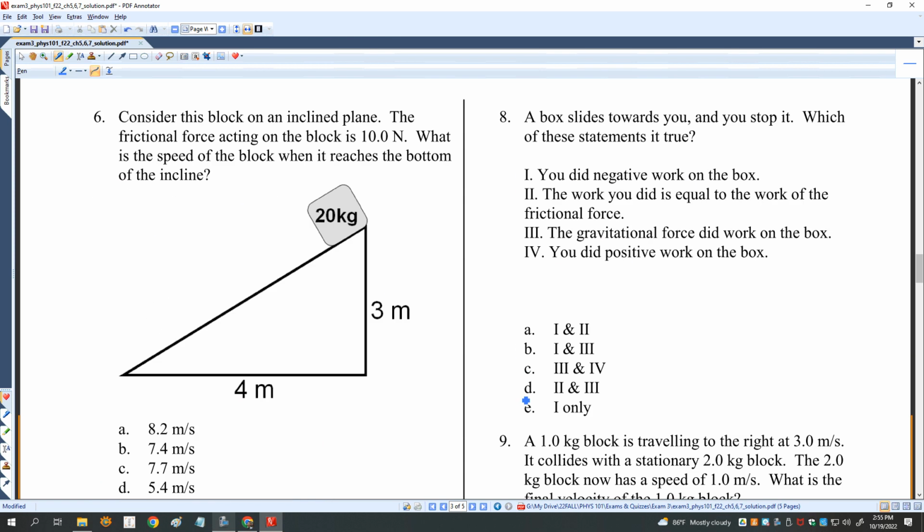Here I have a block on an inclined plane. Frictional force acting on the block is 10 newtons. What is the speed of the block when it reaches the bottom of the incline? Oh goodness, this is almost identical. I might change this problem just a bit, or I might just let y'all do it twice. That's fine. So just like we did before, the potential energy at the top minus the work done by friction is equal to the kinetic energy at the bottom.